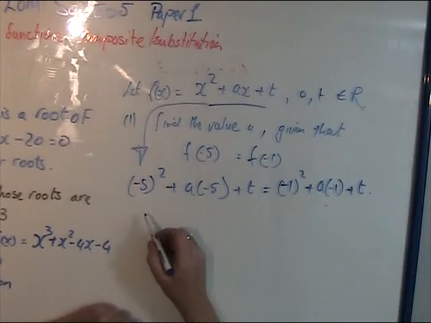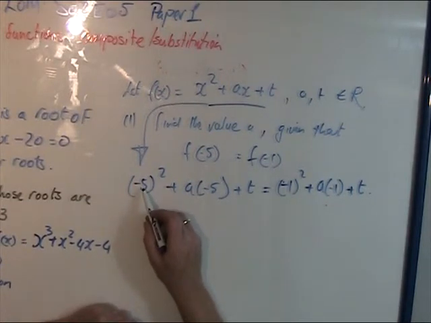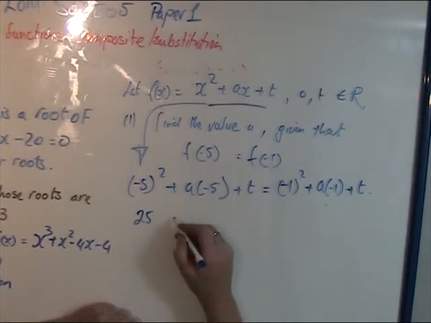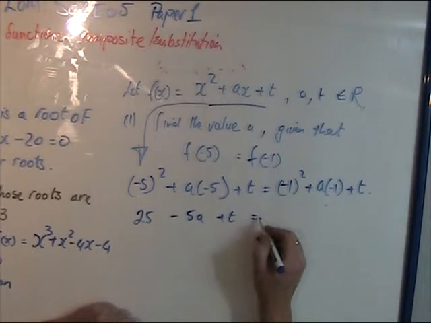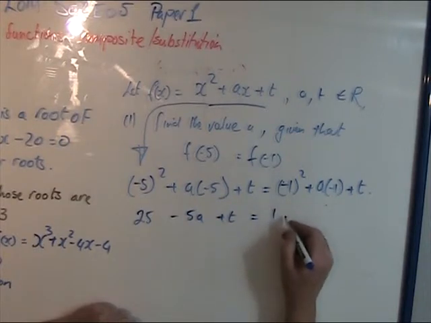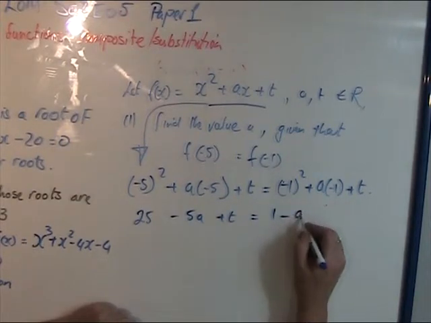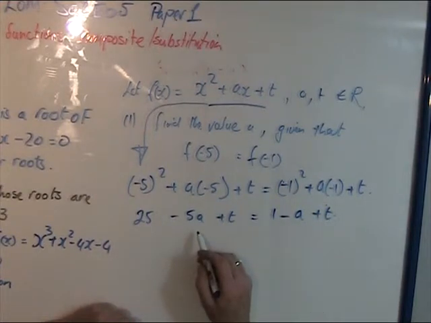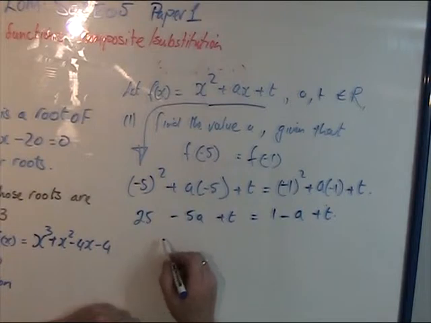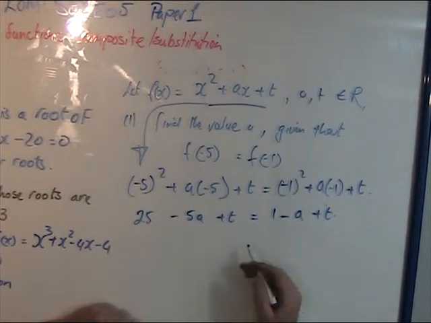Okay, we multiply them out. Minus 5 squared is 25. a by minus 5 is minus 5a, plus t, is equal to minus 1 squared, 1, minus a, plus t. Now we bring them all to the left hand side. And we bring the numbers over so we can get a value.